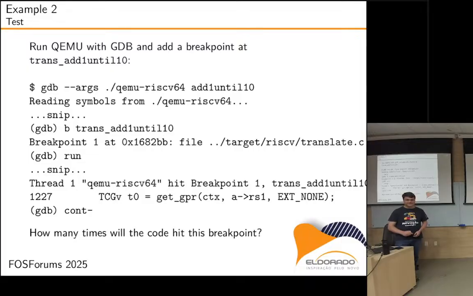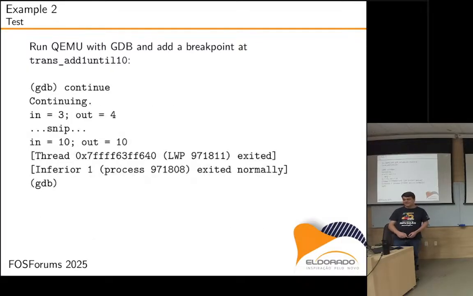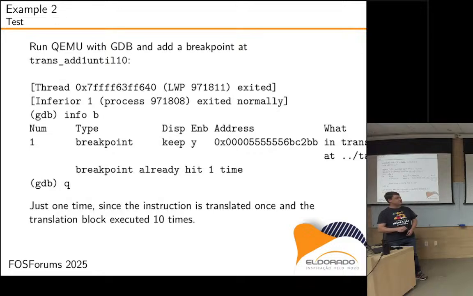Okay. Just once? Yep, just once. So if you want to check, you can continue, and at the end you can use info breakpoints to show how many times the breakpoint was hit. And it was a single time. Why is it a single time? Even if the instruction is being executed many times, the instruction is inside this basic block that will be translated a single time, and the basic block will be executed 10 times. But the translation process will happen once. Because again, QEMU is just-in-time compiling, decompiling, and recompiling your program.